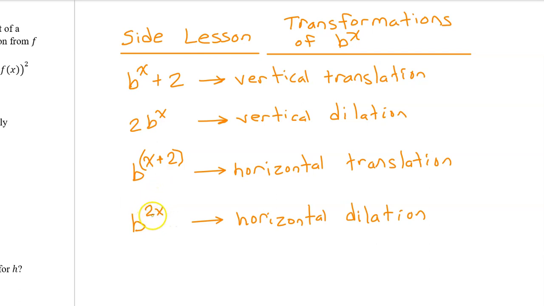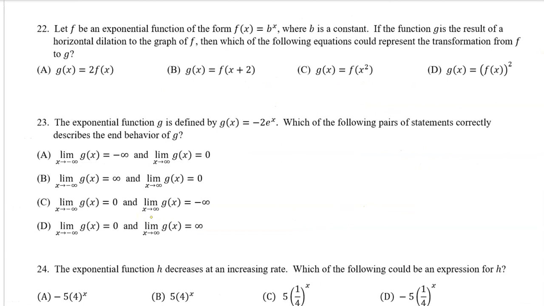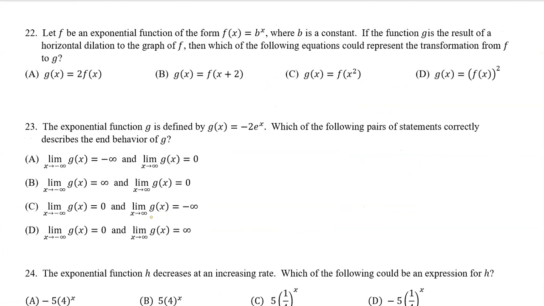Multiplying by a number all up in the exponent like this is like multiplying inside the parentheses. This is a horizontal dilation. In this case, by a factor of 1/2. It's the opposite of what it looks like, think reciprocal, but this is a horizontal dilation. Now, we are looking for a horizontal dilation to be happening. So, this is exactly what we need.